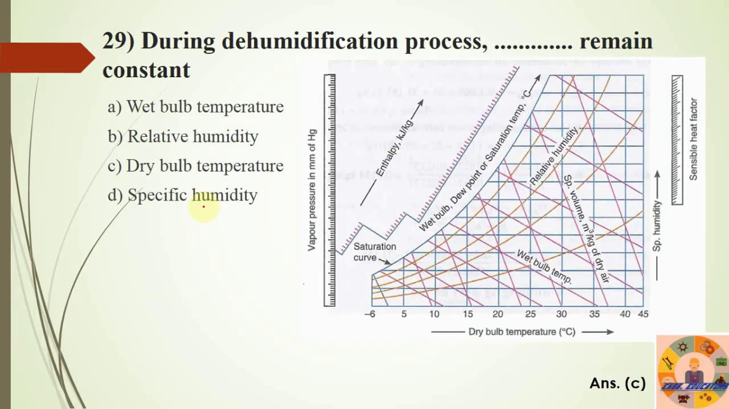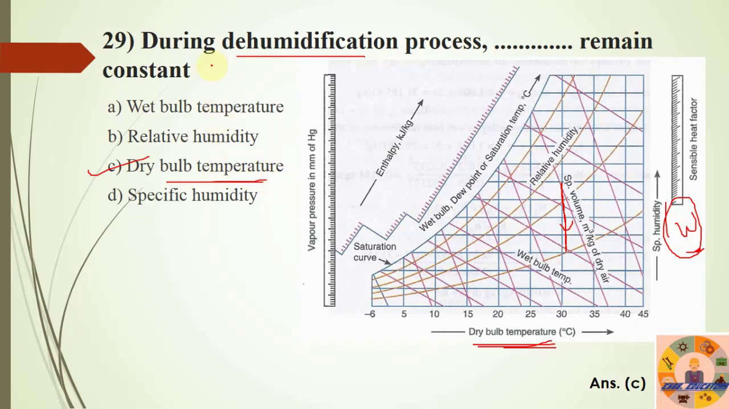Next question is, during the dehumidification process dash remains constant. Option A, wet bulb temperature, option B, relative humidity, option C, dry bulb temperature, or option D, specific humidity. We know the dehumidification process is a process of decreasing specific humidity, which is omega, at constant dry bulb temperature. So the diagram of the dehumidification process will be a straight line going downward, during which the specific humidity decreases at constant dry bulb temperature. So the right option of this question will be dry bulb temperature.